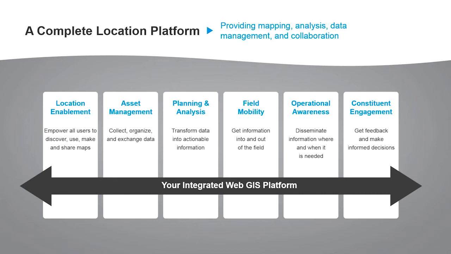And there is a difference between data and actionable information. Get that information out to the field, to the people who need it, quickly and in real time or near real time, providing them operational awareness and the ability to disseminate information when and where it's needed. And finally, and most importantly, and this is often forgotten, getting feedback from those users in order to make better informed decisions about how to evolve this going forward. So that loop is really, really critical.